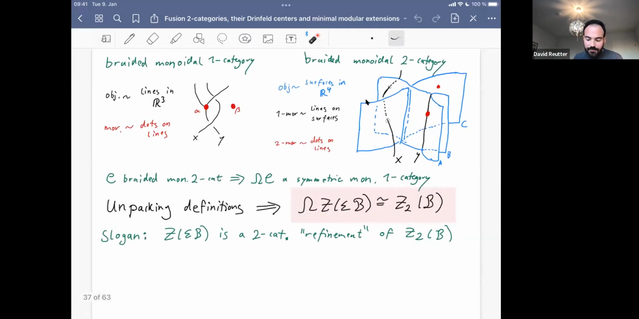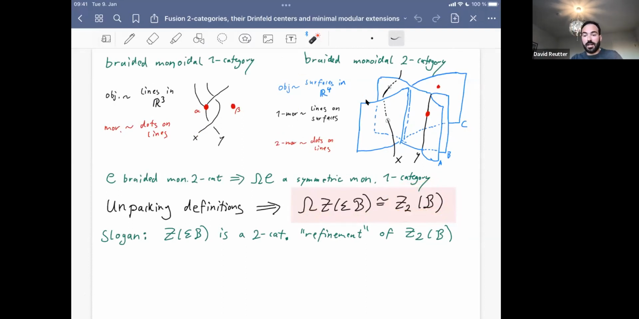And in particular, for this braided monoidal two category that we're looking at here, for the Drinfeld center of sigma b, if I'm looking at the loop, so if I'm looking at the endomorphisms of the tensor unit, there is a particular symmetric monoidal category I get out, and this is just the Müge center. So now we also see how the Müge center arises, right?